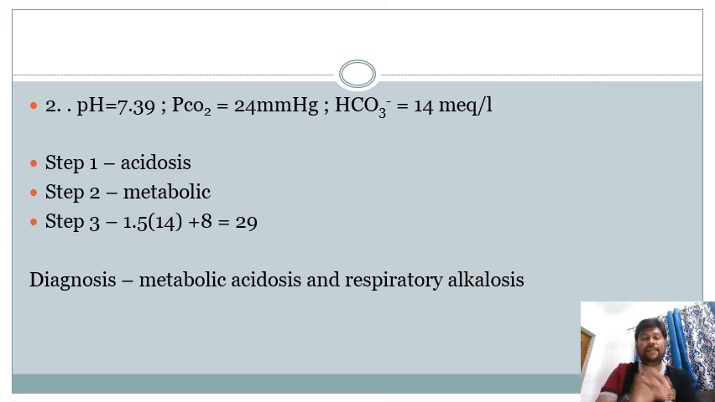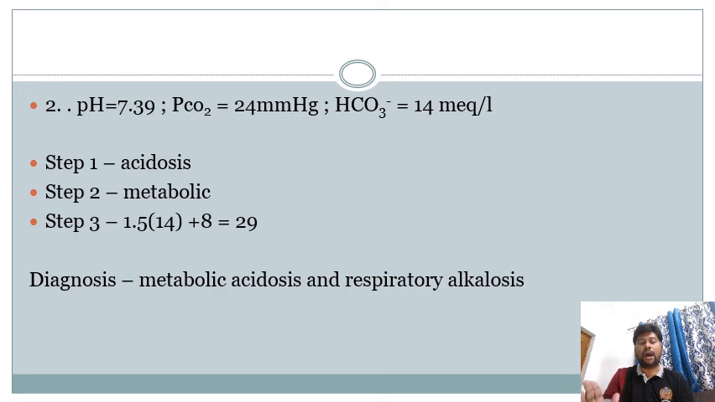The best example for such a condition is salicylate poisoning. In salicylate poisoning, the excess salicylic acid you consume can directly stimulate the respiratory center and lead to respiratory alkalosis. But in addition to that, some of the salicylic acid which gets metabolized in our body can produce acids and lead to metabolic acidosis. So this type of mixed disorder can be seen in salicylic acid poisoning. There you'll get a similar type of ABG report.